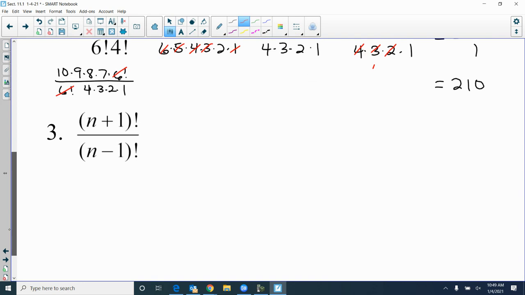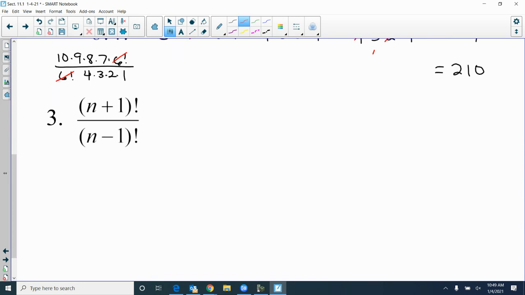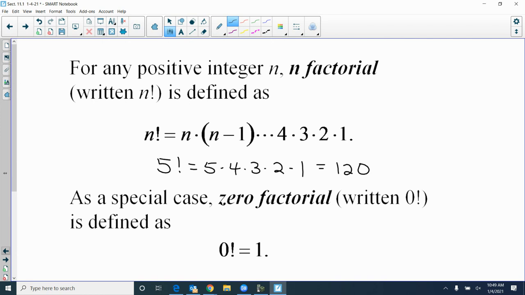All right, number 3 here. You got to know what you're doing, because it's not just constants. How do I represent n plus 1 factorial using the definitions? It's not a number, but you got to follow the pattern here. n factorial means you start with n and then you subtract 1 each time until you get all the way down to 1.